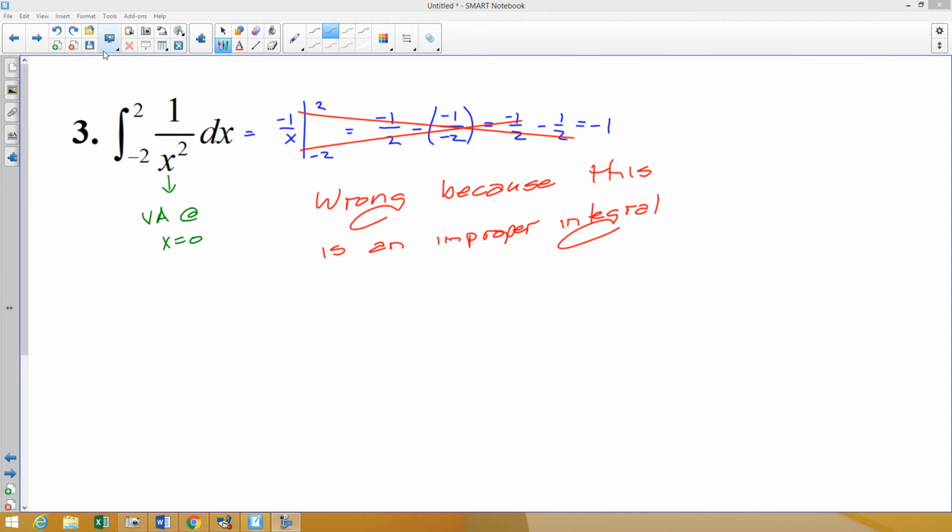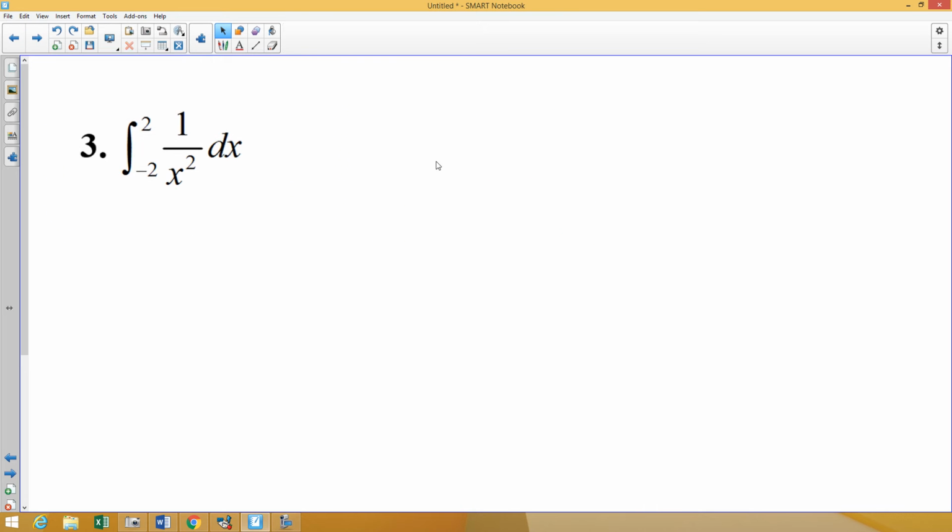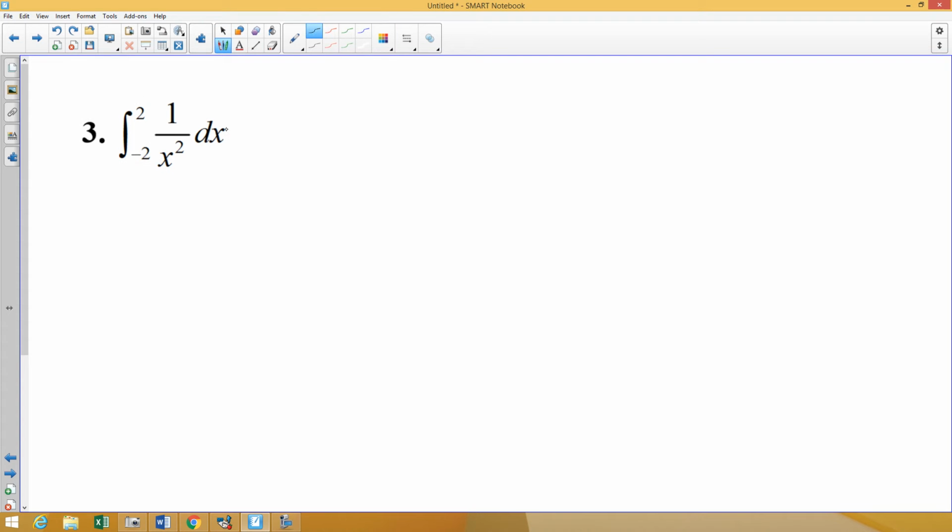Yep. So now what I'm going to do is go to the next page, and we'll look at this thing and see how it works out as an improper integral. The first thing I'm going to do on this one is a little bit different, because my infinite behavior is happening at 0, which is between the two limits of integration. So the first thing we're going to do is rewrite the antiderivative so that the infinite behavior is one of the limits of integration.